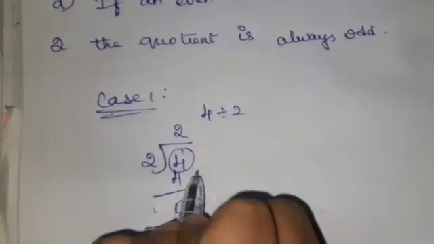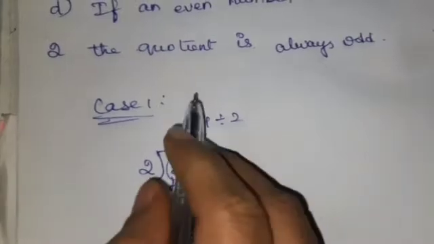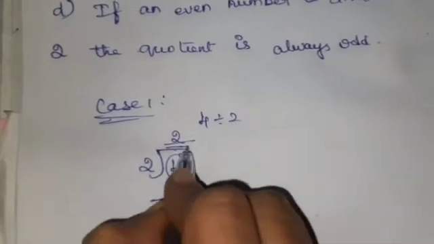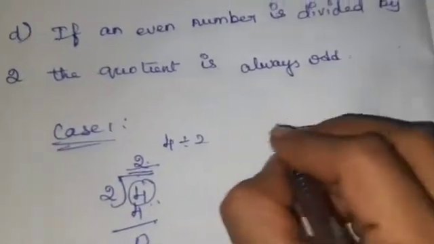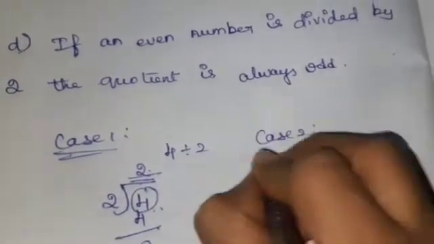4 is an even number. When it is divided by 2, the quotient is an even number. So in case 1, the statement is false. Let's check with the second case.